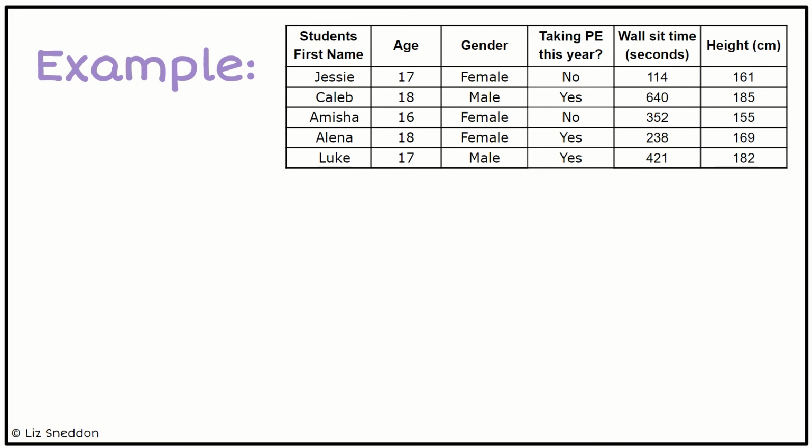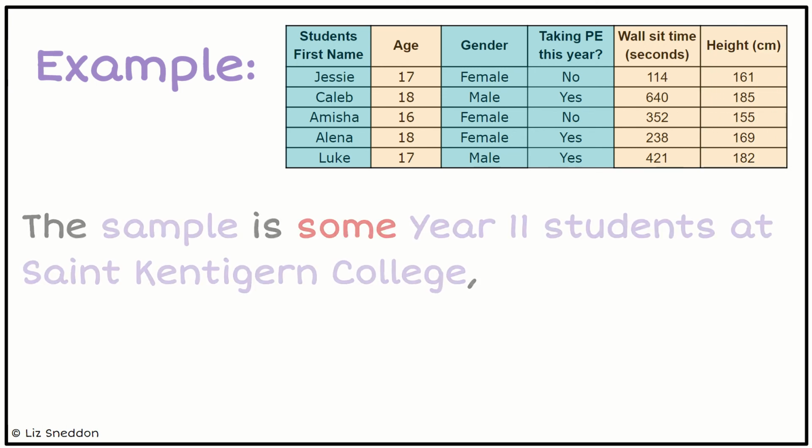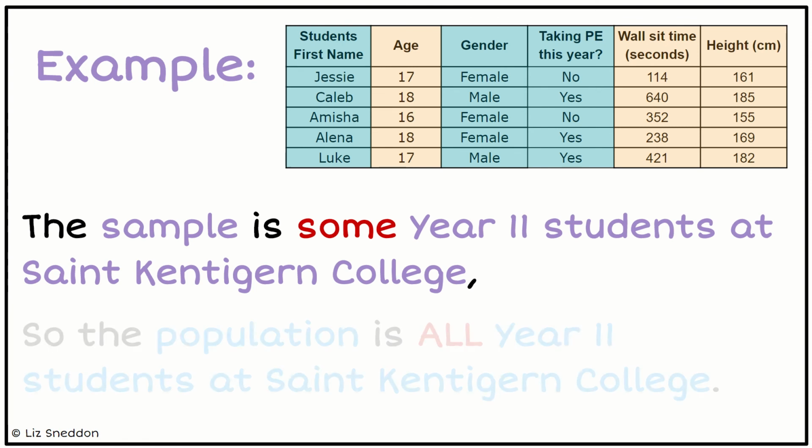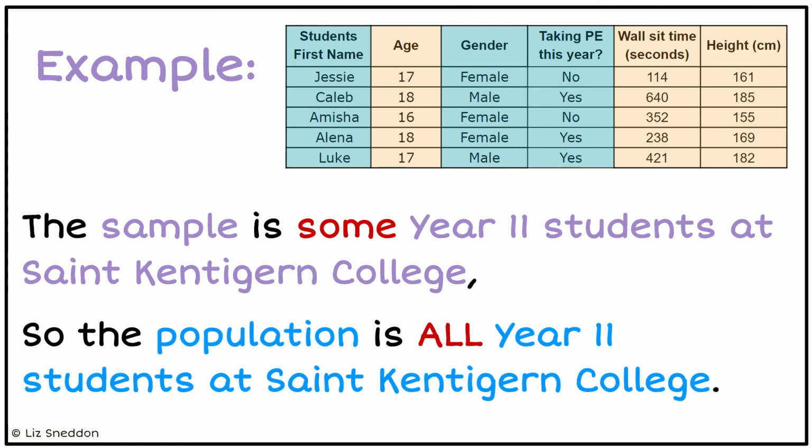So here's our example, and first of all, I want to identify the categorical variables. So the variables that have word answers: our student's first name, the gender, whether or not they take PE. Those are our categorical variables. Then identify the numeric variables, so our numbers: age, Walsett time, and height. Those are our numeric variables. Our sample is some of our Year 11 students at St Kentigern College, and the population is all of the Year 11 students at St Kentigern College.